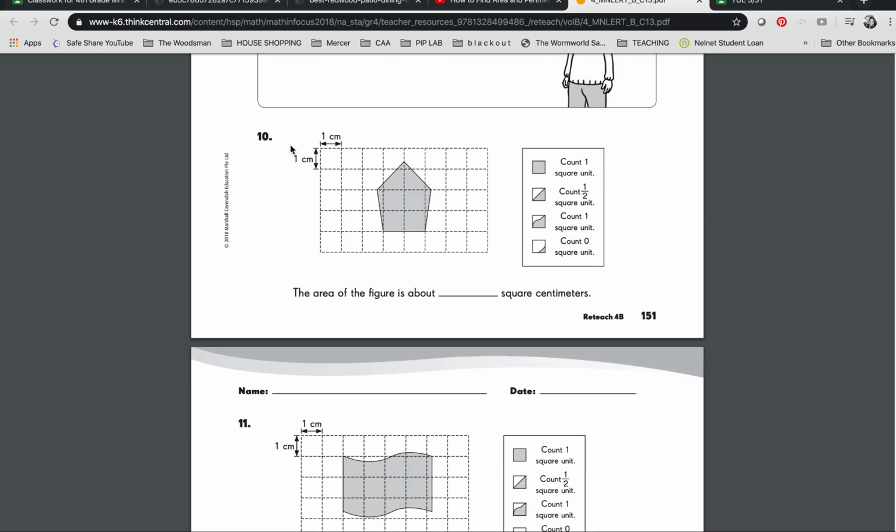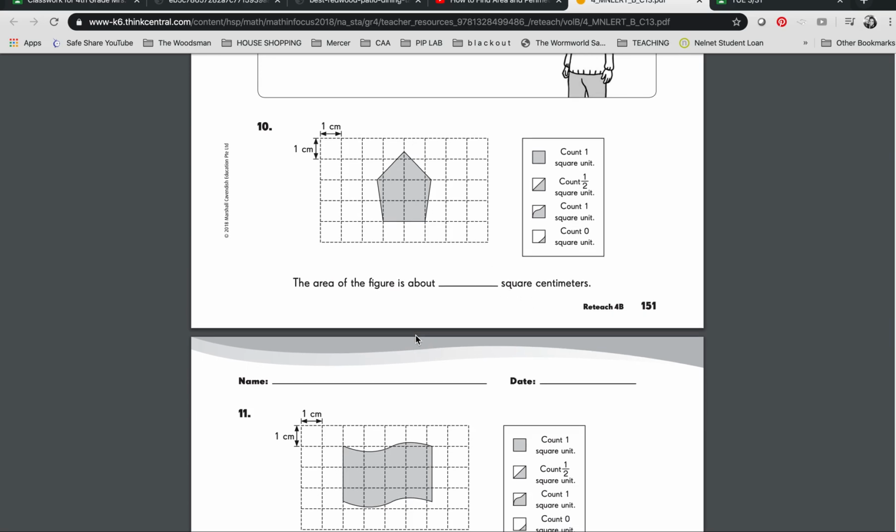All right, let's come down here on 10 and give it another go. 1, 2, 3, 4. These ones are so close, right? And they just have that little bit left. Let's say that maybe plus these extras would make it whole. So 1, 2, 3, 4, 5, 6 square units. It's about 6 square centimeters, excuse me.